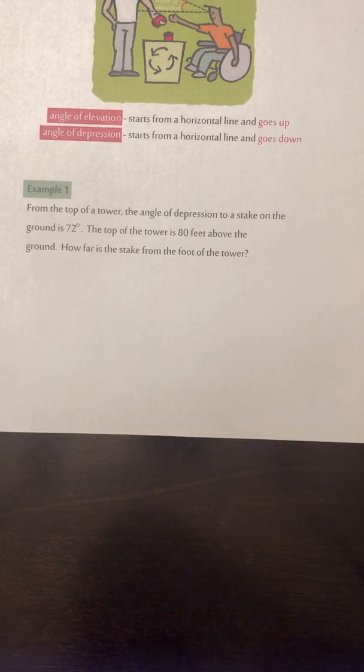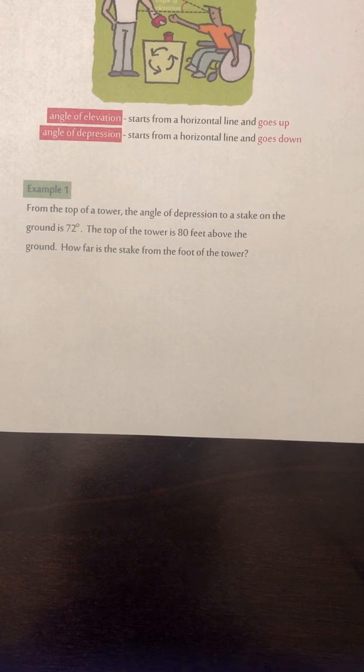So let's start with example number 1. It says, from the top of a tower, the angle of depression to a stake on the ground is 72 degrees. The top of the tower is 80 feet above the ground. How far is the stake from the foot of the tower?